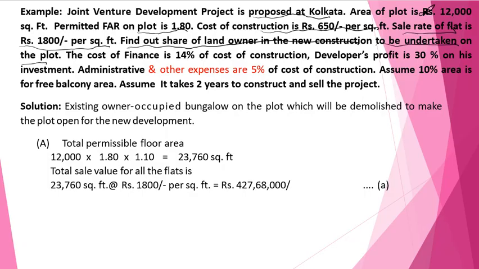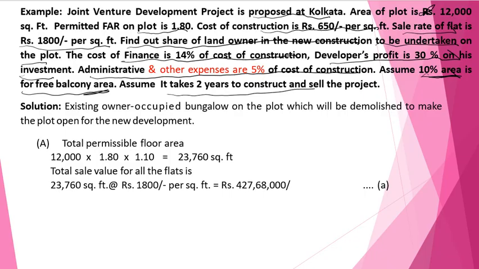The cost of finance is 14% of cost of construction. Developer's profit is 30% on his investment. Administrative and other expenses are 5% of the cost of construction. Assume 10% area for free balcony area. Assume it takes 2 years to construct and sell the project. This is the data given to you. You have to find out what is asked.